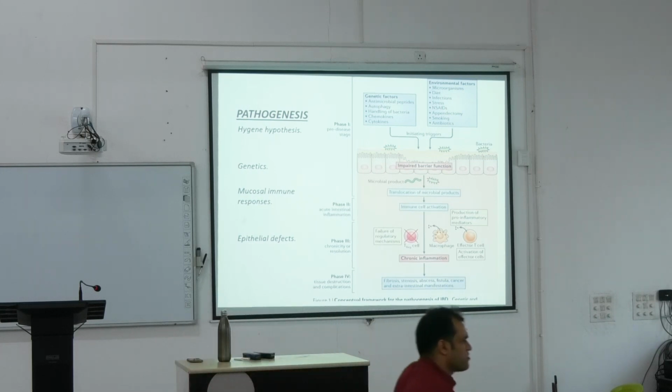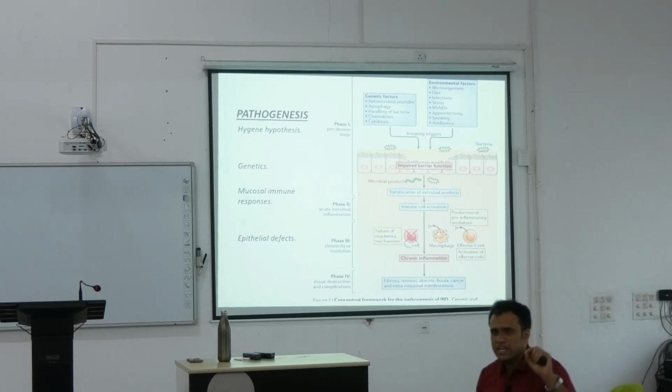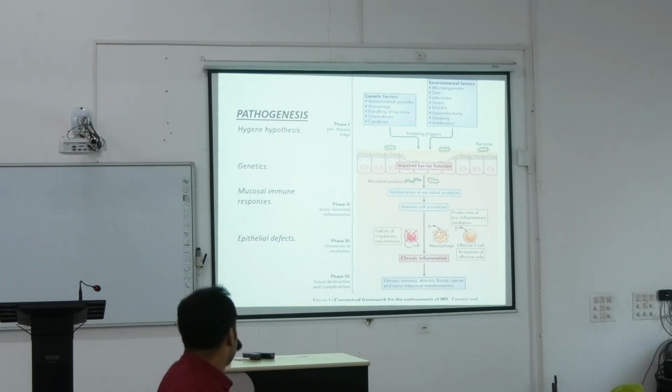Then comes genetics. Just remember one name of the gene, NOD2, nucleotide oligomerization domain 2. It is most commonly seen in monozygotic and also dizygotic twins. So if family members are affected, there's every possibility of other family members being affected by IBD. So genetics has a role in IBD.